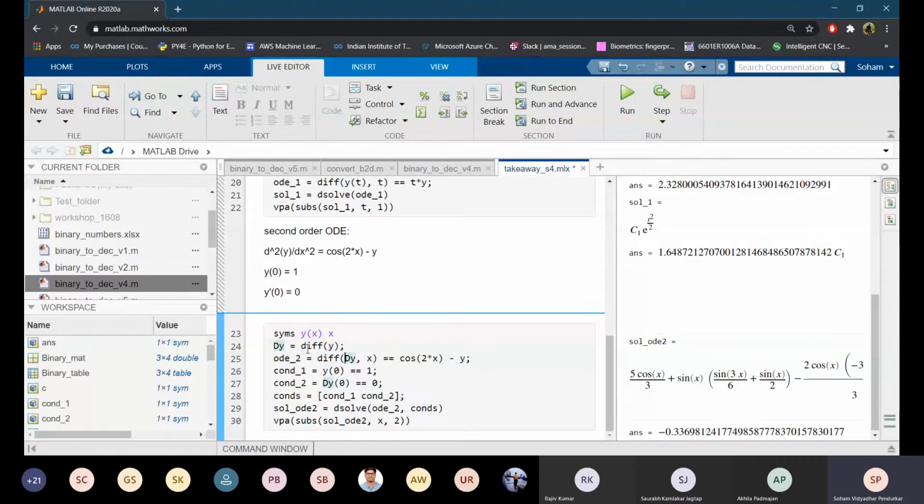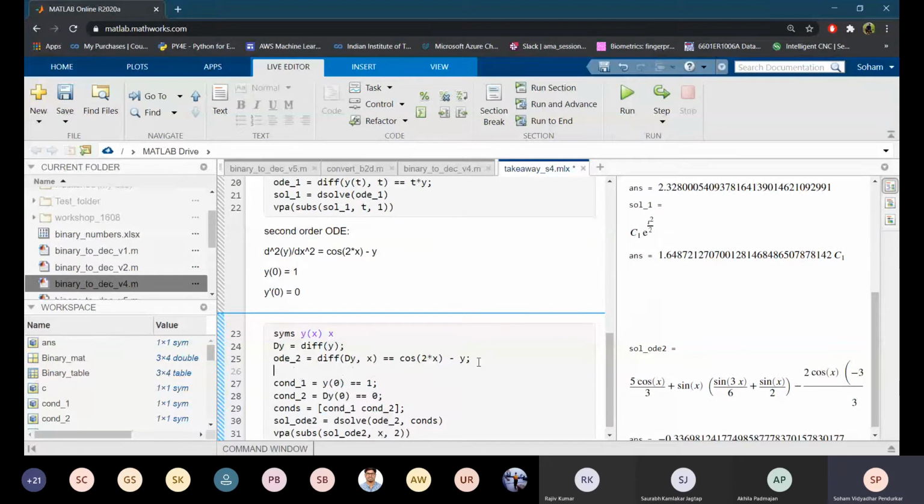Right, yeah. So dy actually creates a dy by dx variable. That's right, and that is why you can just substitute dy. There's another option. You can also use this one. ODE2 is equal to diff of, let's say, y, comma x, comma 2 directly.